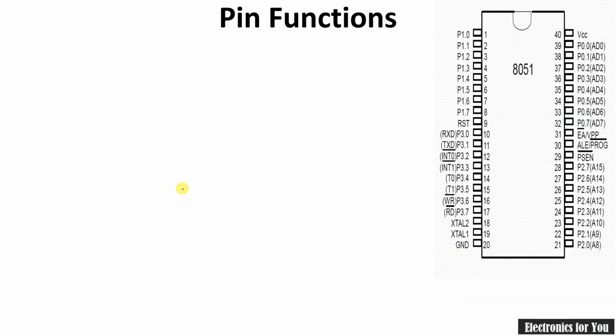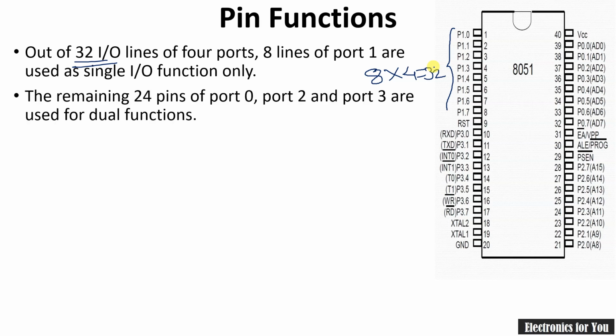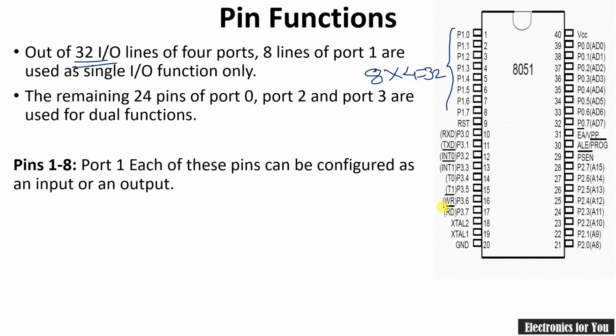Now let's see the pin functions first. In total there are 32 IO pins. As I have already shown you, these are the ports. There are 4 ports in total and 8 pins for each port. Therefore there are 32 IO lines, and each port can work as input and output. Individually, each pin can be accessed bitwise. Apart from port 1, the other ports, that is port 0, port 2 and port 3, can work with an alternate function, that is dual function.